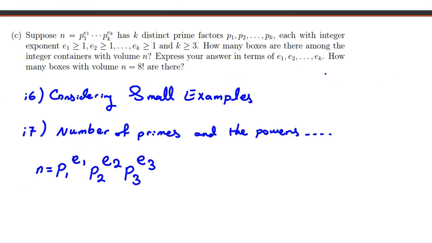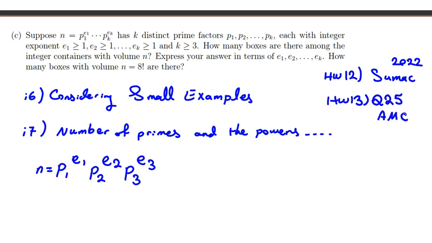Homework 12. One problem of SUMAC 2022 can be solved with this idea. It is related to prime numbers. And homework 13. Q25 of AMC, I don't remember, it was for 2021. Which part can be solved with this? It is, for example, DN. It has DN, okay? We can solve them.